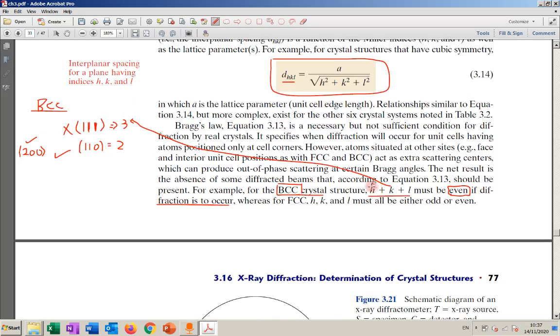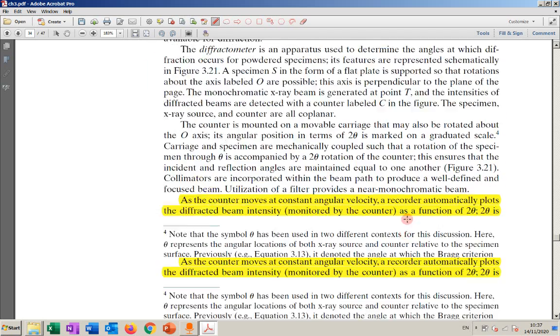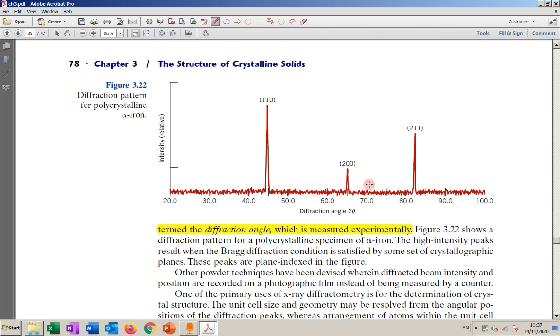This is a rule that we're going to use. Just by knowing this knowledge, I know that this crystal structure is BCC. Nothing is written here, it's nowhere written. Just by knowing this, 1 plus 1 plus 0 is 2, and 2 is even. 2 plus 0 plus 0, for example, is even. 2 plus 1 plus 1 is even. So I know that all of the peaks being even is an indication of a BCC crystal structure.